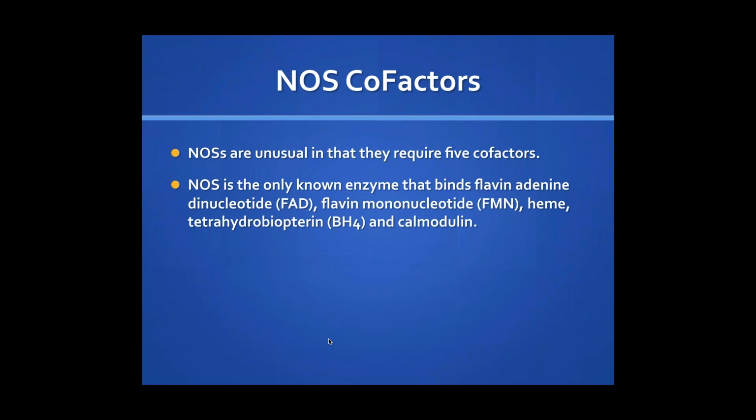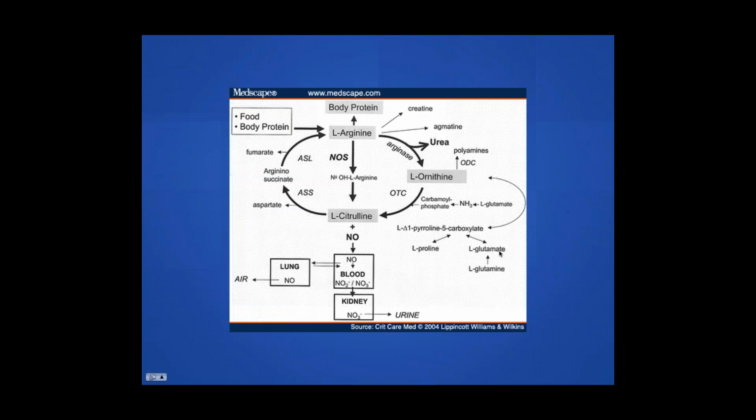So some of the things we need to look at are the cofactors. Nitric oxide synthase, that's the enzyme that's involved in the production of nitric oxide. It's unusual, and they require 5 cofactors. Flavin adenine dinucleotide, which is created in the Krebs cycle, FMN also, and then the heme molecule, tetrahydrobiopterin, which is created through methylation, and then calmodulin. So let's look at those factors in a little more detail here.